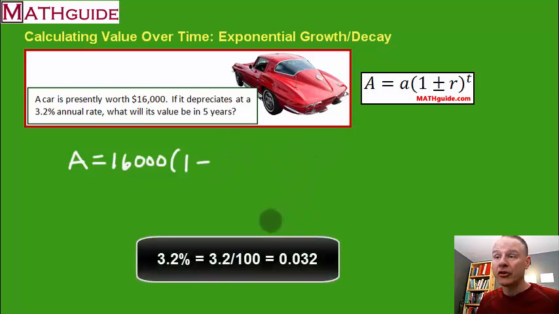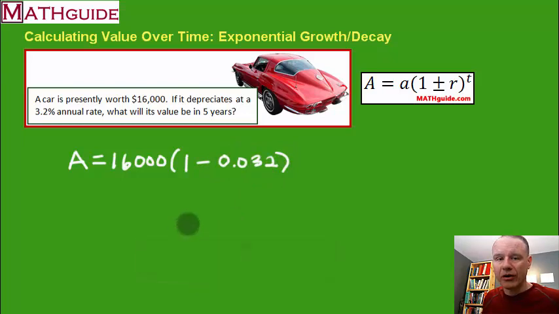Remember, 3.2% means 3.2 divided by 100, so there's a 0.032. Okay, and of course I want to figure out what will be this value in 5 years, and that's our time. Notice the rate is annual, time, annual, yearly. Okay, so it's all matching. Our units match. So first thing I like to do, I could plug this into a calculator right now if I wanted to, but I'm going to subtract.